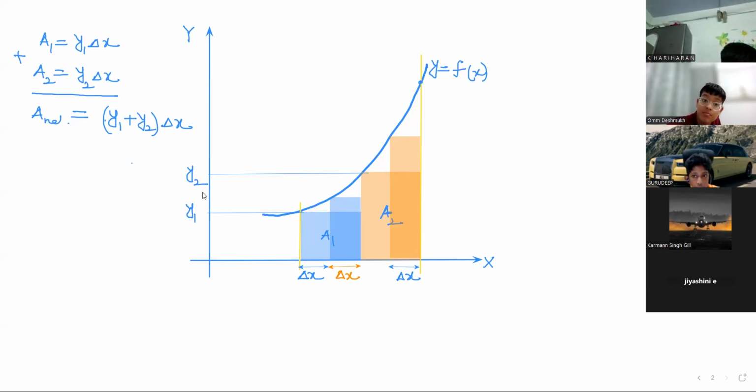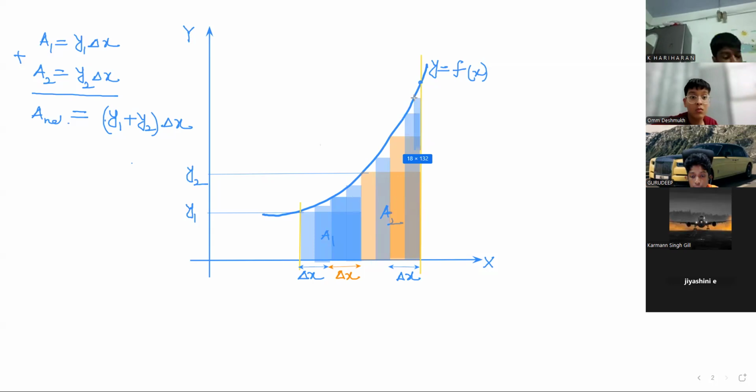So you got the idea that if you increase the number of rectangles, then you can actually decrease the lost area, or you can be more accurate in calculating the area, isn't it? Yes or no, all of you? Yes, sir. Hannah, you can say this. So we are increasing the number of rectangles, and the area which we were earlier not able to include, the loss is actually decreasing.